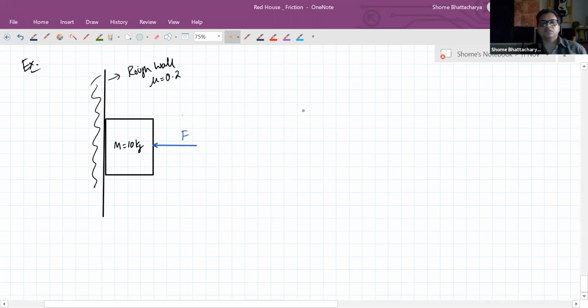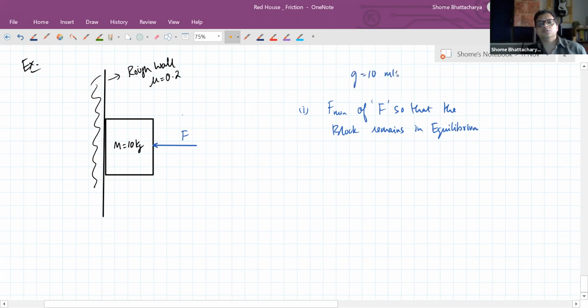Okay. So obviously the first thing is that you want to find the minimum value of force so that the block remains in equilibrium. Okay. And take G as 10 meters per second square. So this you know how to do.